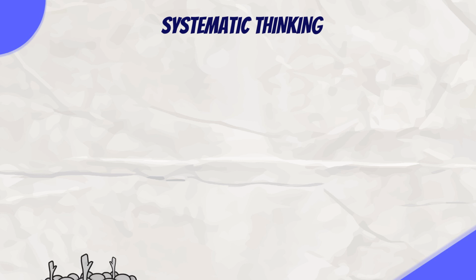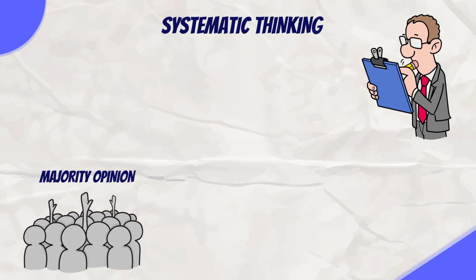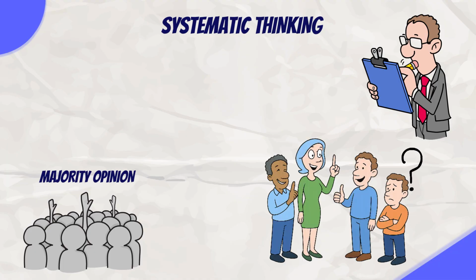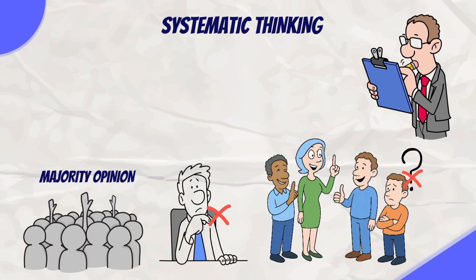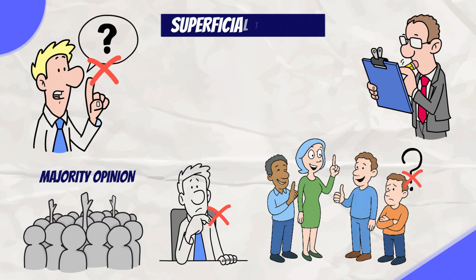Secondly, we have systematic thinking. So, as you probably know, it's very easy to go along with the majority opinion. There are tons of experiments that prove this. If everyone around you believes that something is true, you're likely not to question it. You may not dig even deeper for the ins and outs of your own opinion because no one is questioning you about your views. This is called superficial thinking.